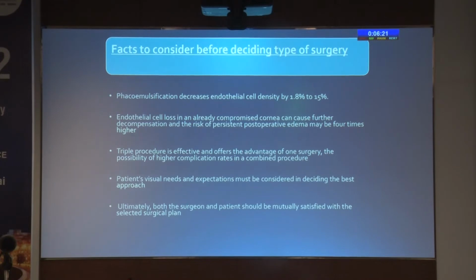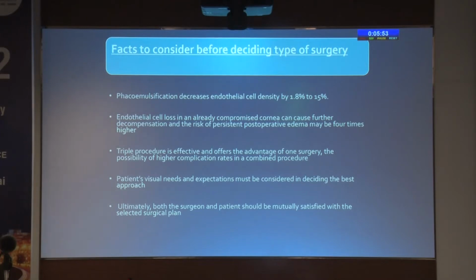Before finalizing the type of surgery, we should always keep in mind that cataract surgery alone will decrease endothelial cell density by 1.8 to 15%. So in a compromised endothelium, this decrease may be further accentuated, and there can be persistent postoperative edema 4 times higher. Though triple procedure is a single procedure, which is the advantage, there is always a possibility of higher complications.